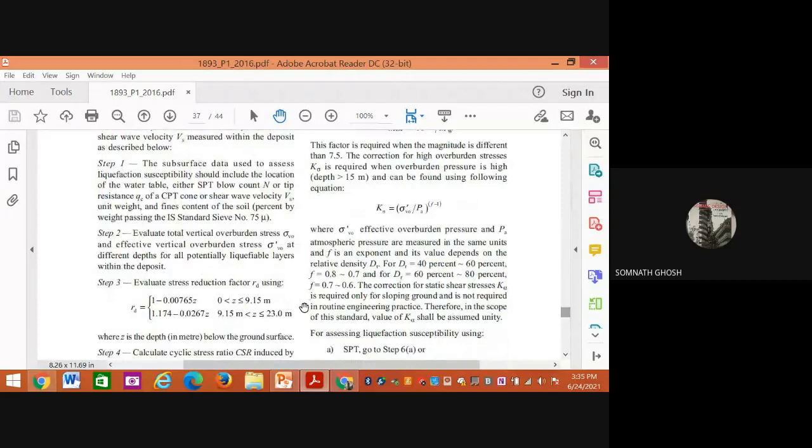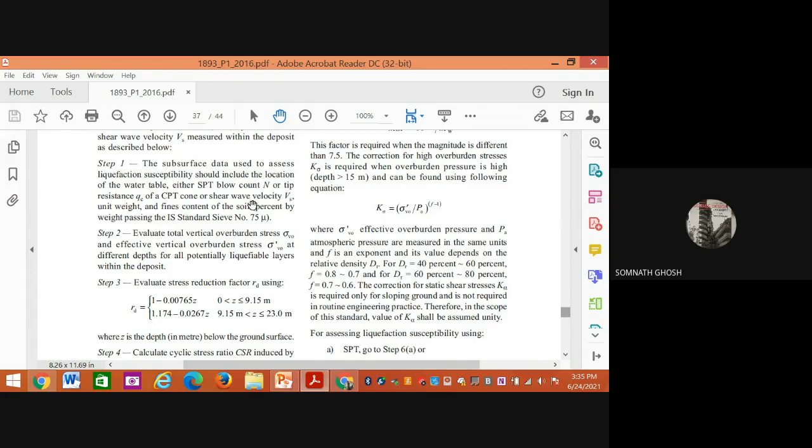So you see, step 1, the surface data used to assess liquefaction susceptibility should include the location of the water table. That's very important. Either SPT blow count N, that you all know, or the tip resistance qc, which is given by CPT. Many of you don't know about CPT. In India, mostly these SPT values are used, CPT value less. But in Calcutta, most of the companies don't have a CPT machine.